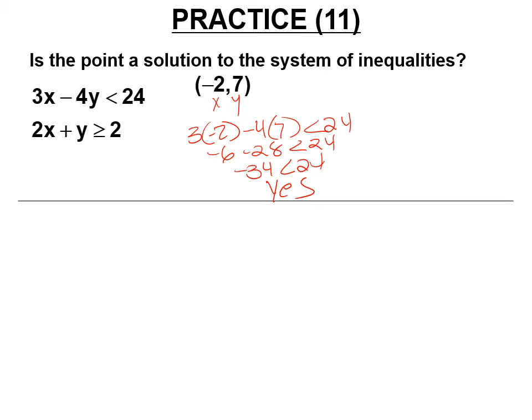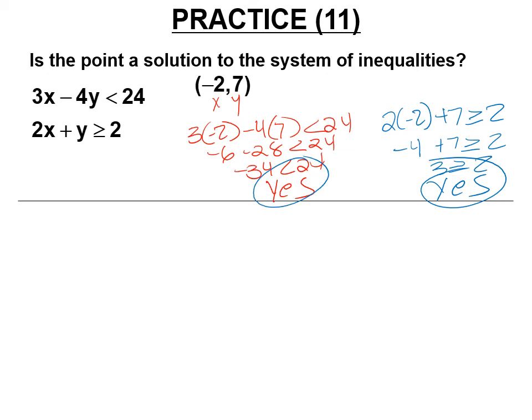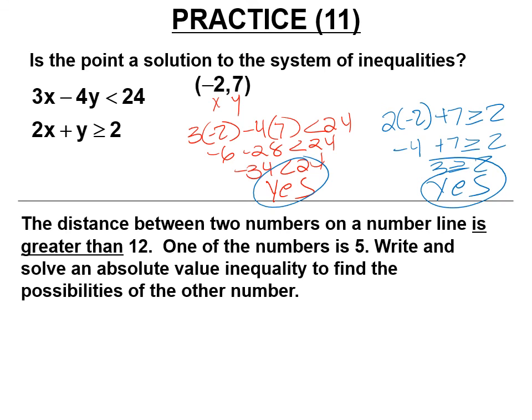We need 2 yeses. So now we're going to put 2 times -2 plus 7 greater than or equal to 2. -4 plus 7 greater than or equal to 2, 3 greater than or equal to 2, yes. So we got 2 yeses. This is a yes. It's a solution to the system of linear inequalities. It's in the overlapping shaded area.